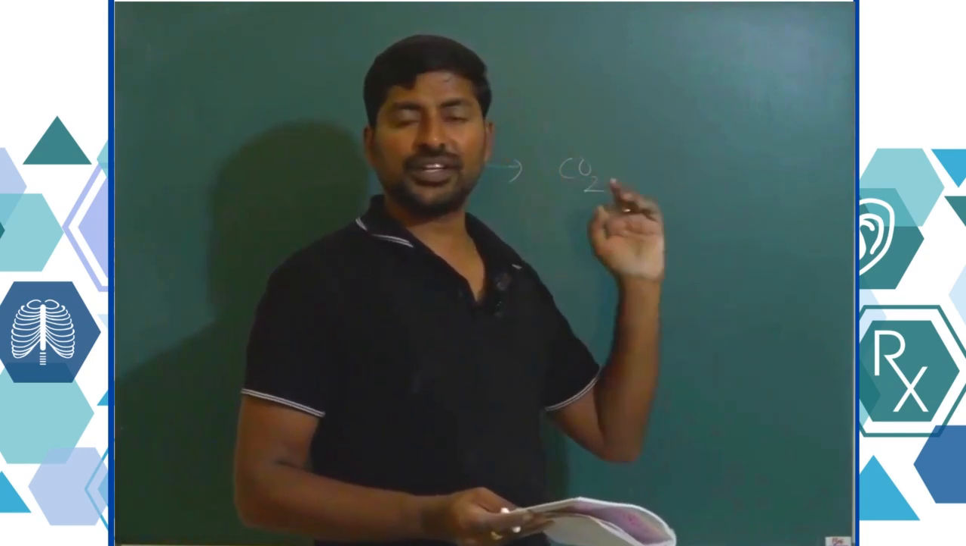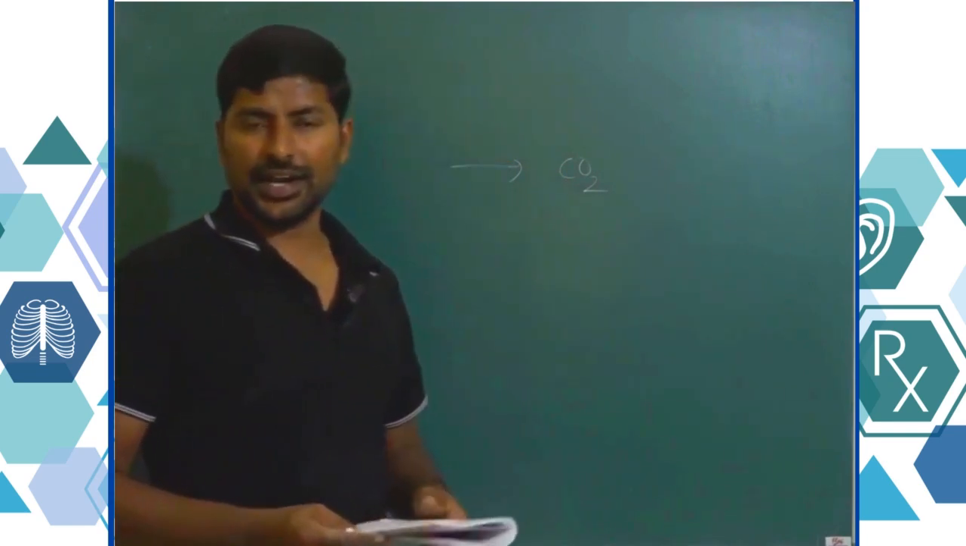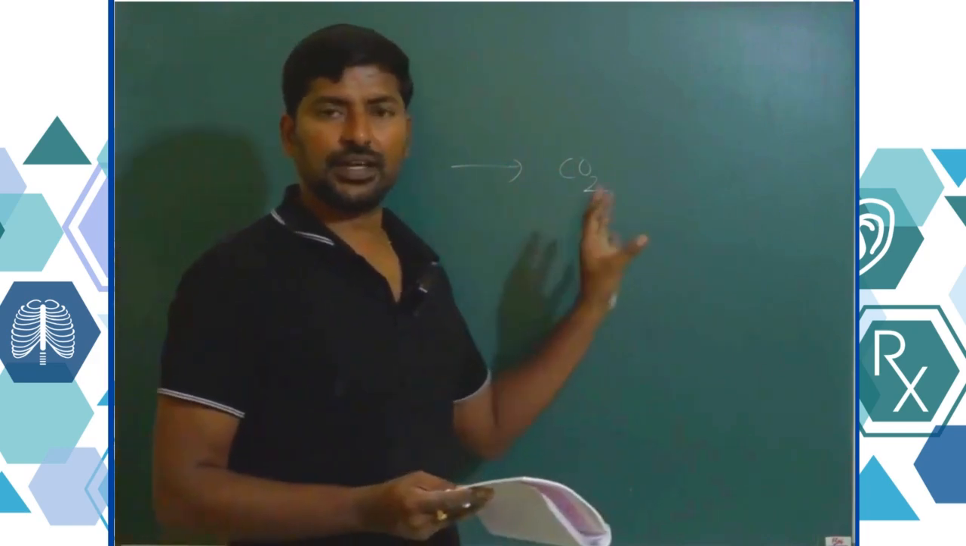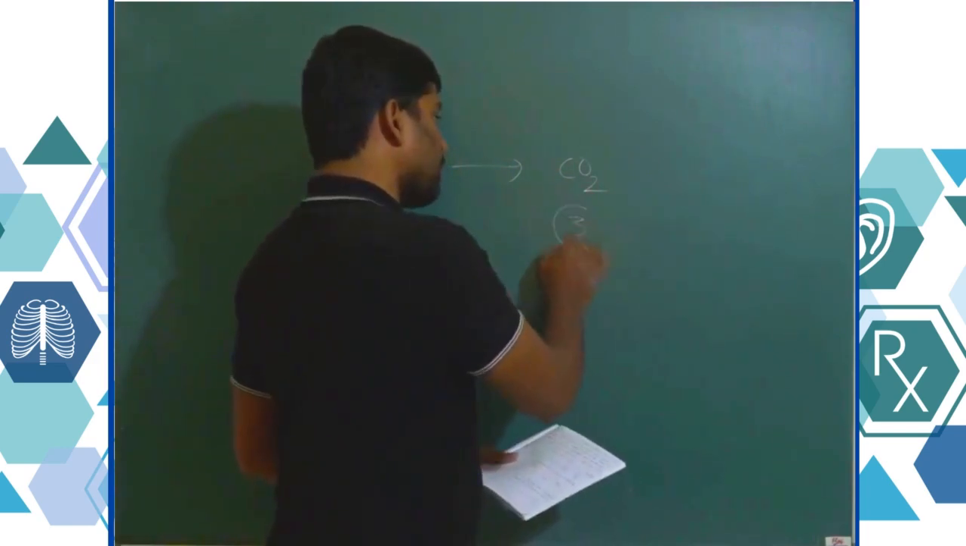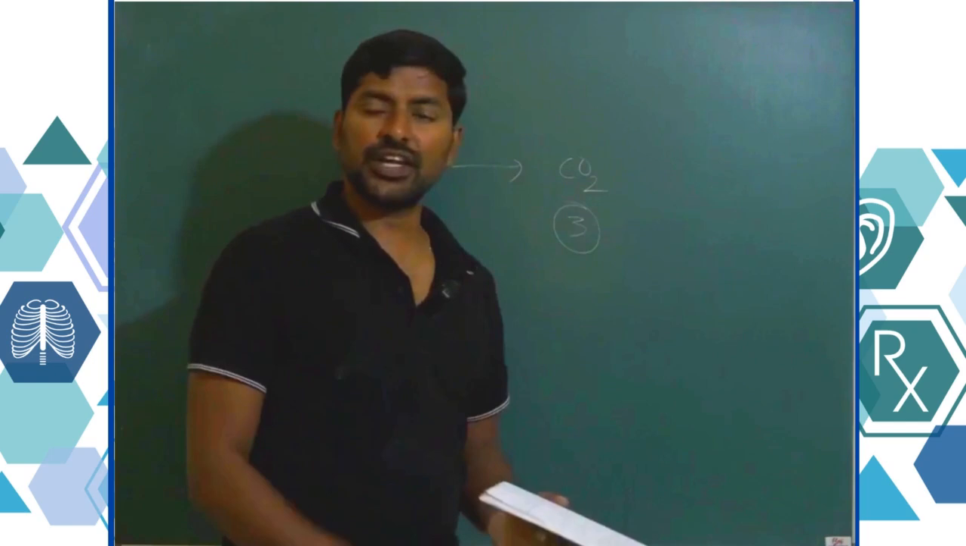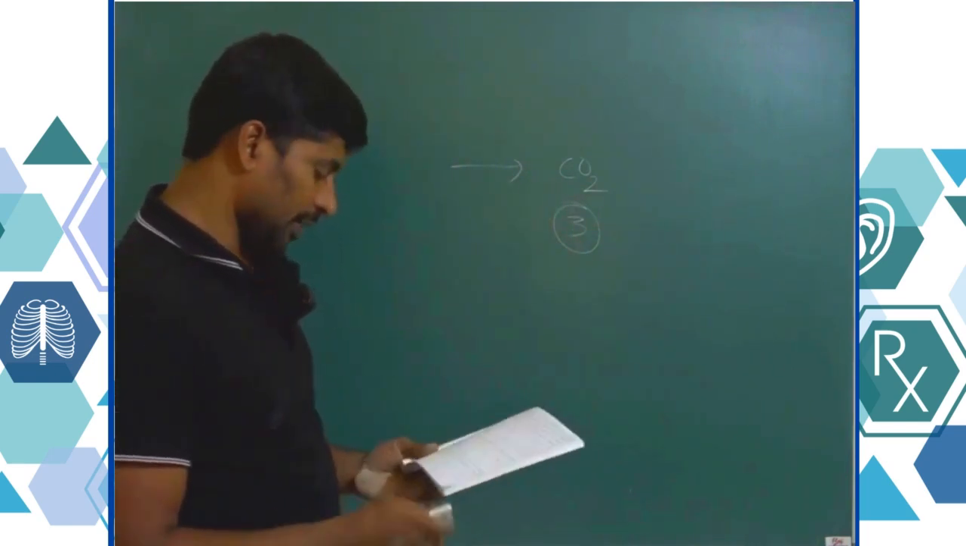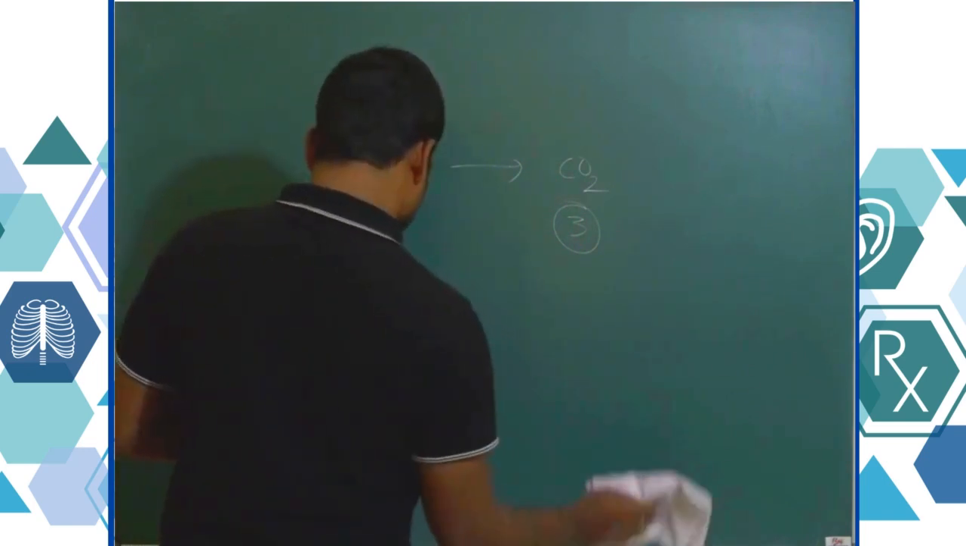But out of 4, symmetric stretching is IR inactive. That means only 3 we can detect based on IR spectroscopy. So the number of vibrational modes that we can detect by IR spectroscopy for CO2 is 3. Symmetric stretching is inactive.